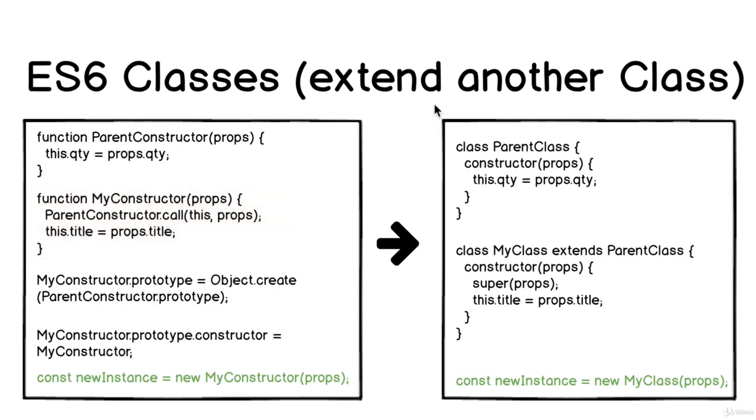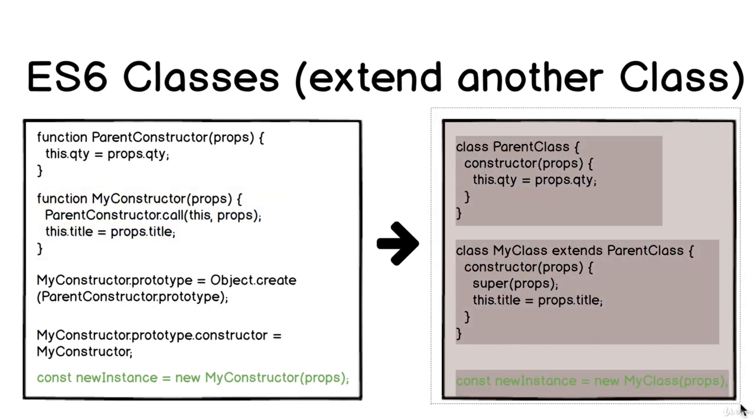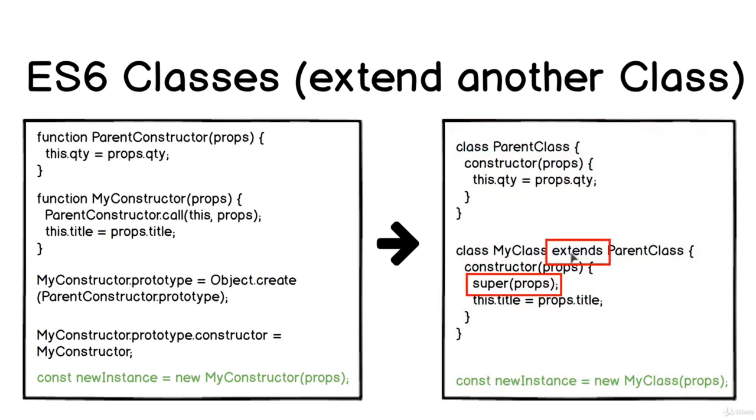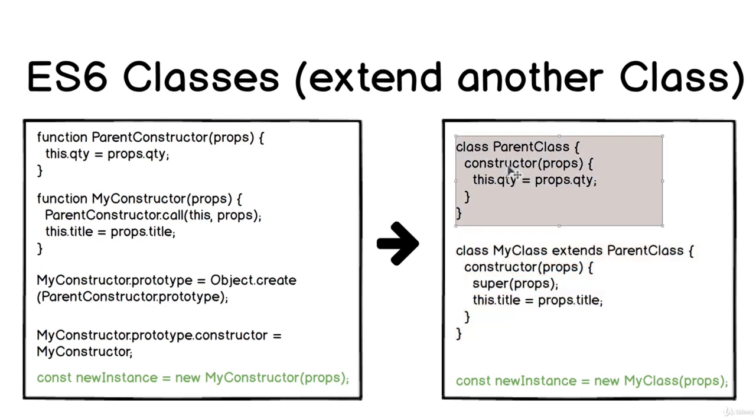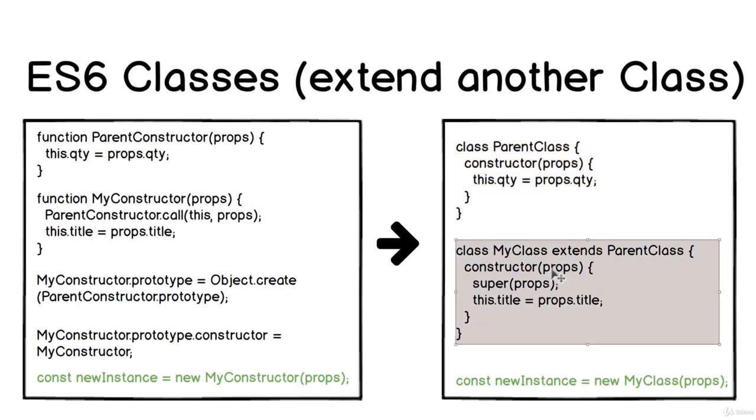Let's now look at this block of code. Here the same is achieved using two short keywords, extends and super. Here we create a parent class and it has one method, constructor. Inside of this method we set the quantity property of each instance. And here MyClass simply extends ParentClass. In the constructor method of MyClass, the following actions are performed.